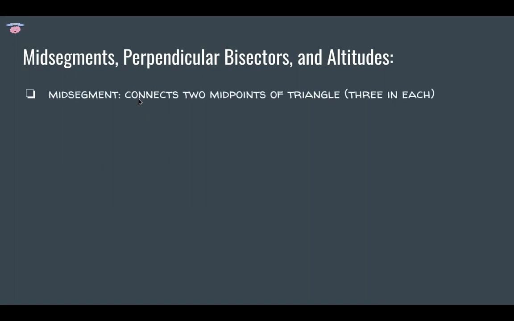A mid-segment, first thing, connects 2 midpoints of a triangle. So if we're given this triangle, and this is a midpoint, this is a midpoint, this, actually I'll use a different color. This is the mid-segment. And there are 3 in each because there are 3 midpoints. And if you know combinatorics, you have to choose 2 points out of 3. So you can either choose this one, or this one. So there's 3 possibilities. These are the different mid-segments in the triangle.